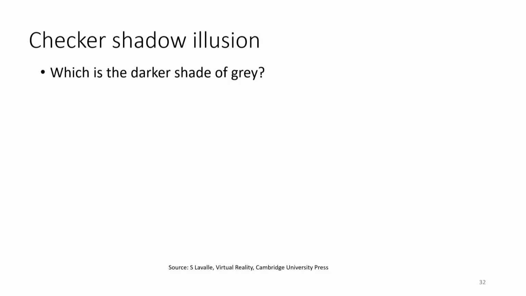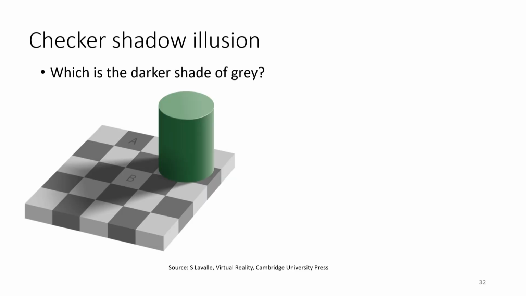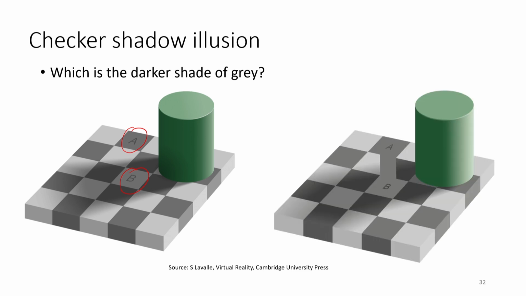Next, we look at the checker shadow illusion. In this figure, which one is the darker shade of gray? I reckon many of you think that it is A rather than B which is the darker shade of gray. But if we look closely, if we connect these, we see that they are actually the same shade of gray.